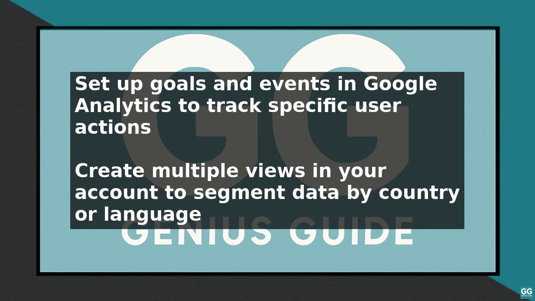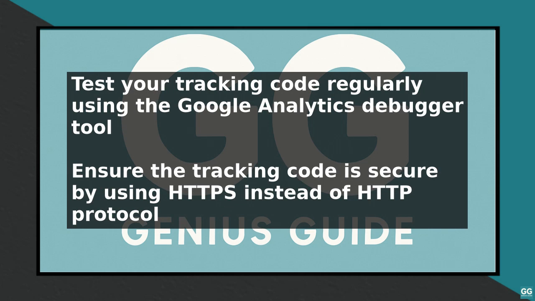In terms of best practices, it is essential to test your tracking code regularly to ensure that it is working correctly. You can use the Google Analytics debugger to test your code and identify any issues. You should also ensure that your tracking code is secure by using HTTPS instead of HTTP. Additionally, you should avoid using multiple tracking codes on the same page, as this can cause conflicts and inaccurate data.